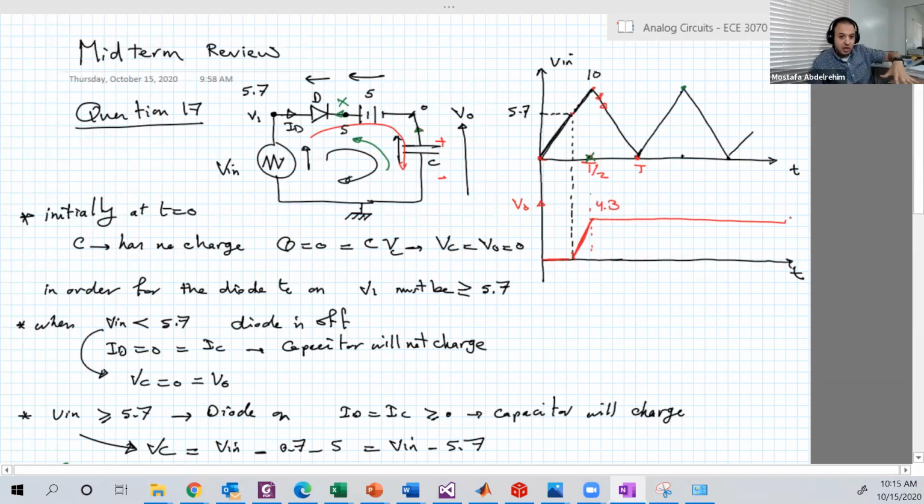and if you go back to the lecture, the half-wave lecture with the smoothing capacitor, I picked some values for V input. I proved that with these values, the diode was off. Okay, so this is the correct answer for this question. Any question about this?